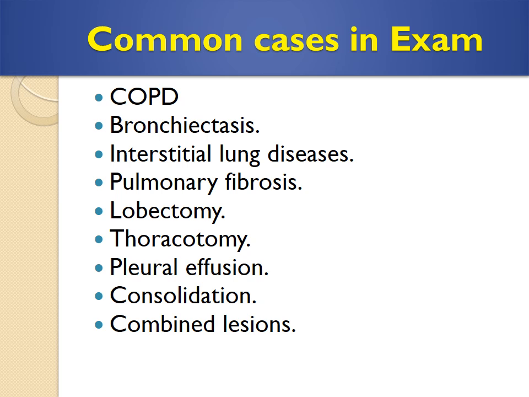Combined lesions means the patient came with chronic obstructive pulmonary disease associated with interstitial lung disease, or the patient came with bronchiectasis associated with lobectomy or thoracotomy, or the patient has consolidation associated with pleural effusions. So most of the cases in our exam could be combined, two pathologies present in the same case.